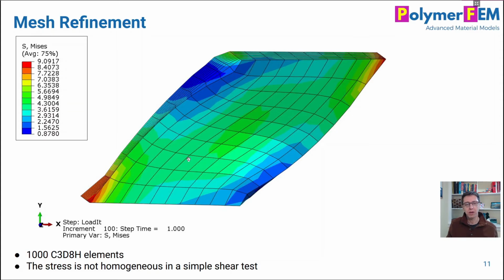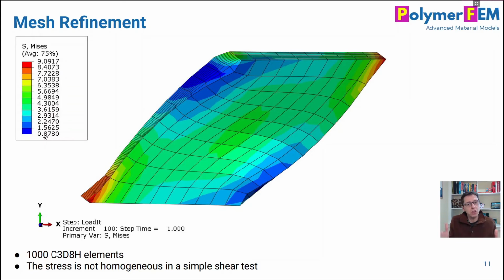So if you do a finite element simulation, but you don't have a single element, you divide your specimen in many elements. In this case, I did 1000 C3D8H hybrid elements, and I deformed it to gamma equal to 1. And in this case, we'll see that it looks kind of weird, right? It's like it's not homogeneous. The max stress related to the minimum stress are totally different. It's not a homogeneous stress state. And this is something that's important to remember.